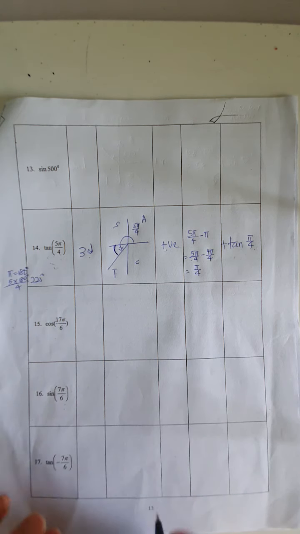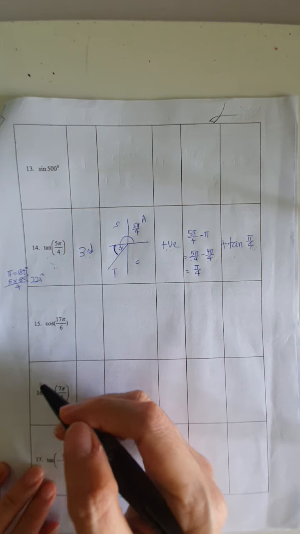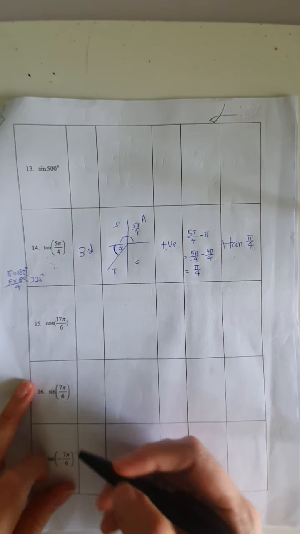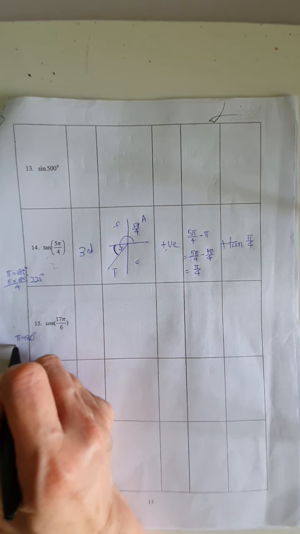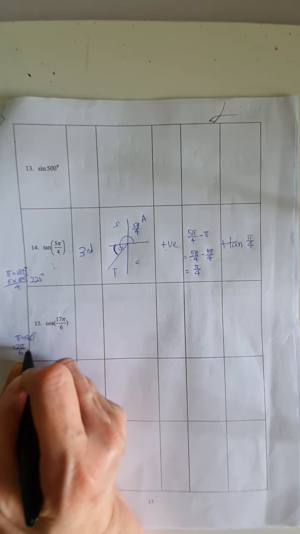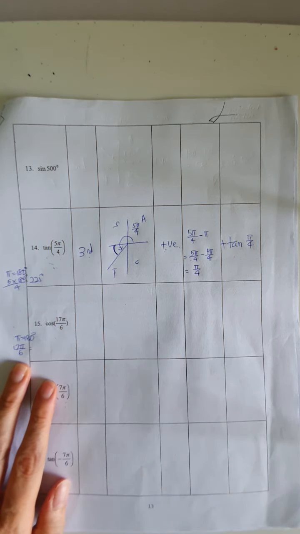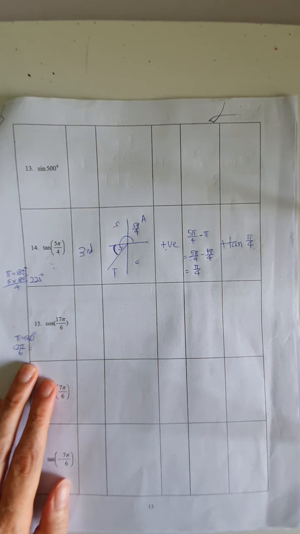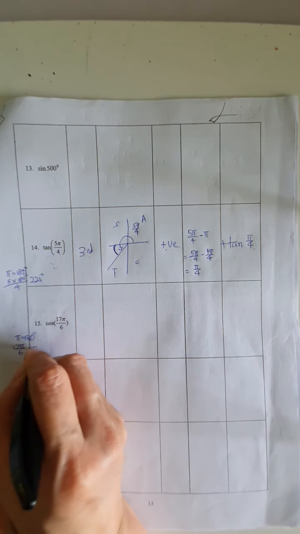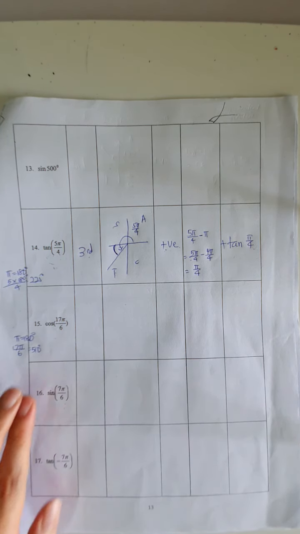Cosine 17 pi over 6. What is this 17 pi over 6? Let's make a calculation again. Pi equals 180 degrees. 17 pi over 6 equals how many degrees? I'm not sure, I need to work that out. Pi divided by 6, oh, it's actually 510. It's actually 510 degrees, so it goes one round.